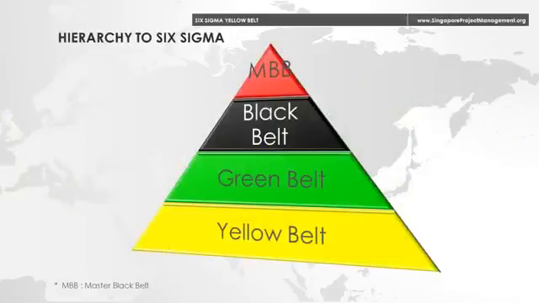The hierarchy to Six Sigma is set up much like martial arts with black belts, green belts and yellow belts. At the top of the hierarchy are the master black belts. It is a vertical leadership model starting at the top with the executive leadership, and trickles down from the master black belts to the yellow belts.